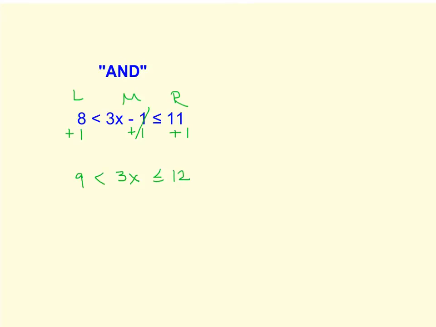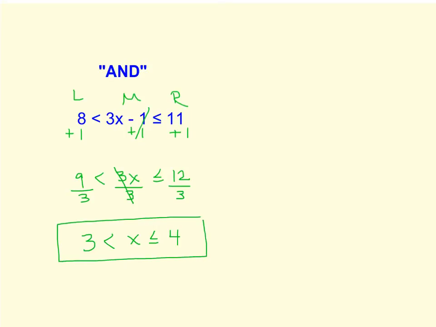Now I go back to the middle and I notice, well, there's still a 3 there, so we're not done solving. So let's go ahead and divide by 3, but I'm going to divide by 3 everywhere. That cancels. 9 divided by 3 is 3, is less than x, which is less than or equal to 4. And because x is alone in the middle, I know that I have solved this completely.